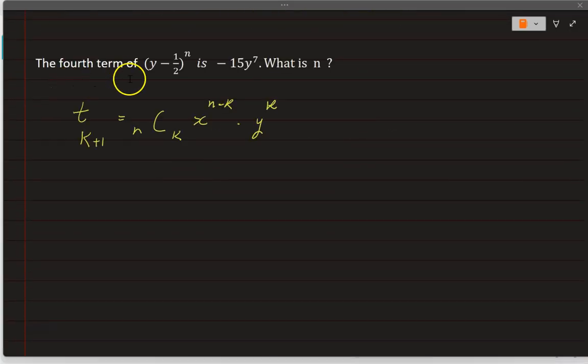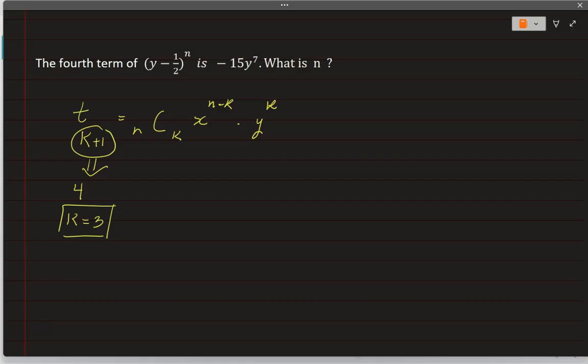The fourth term of this binomial, y minus 1/2 to the n is negative 15y to the 7. What is n? Now we want to know what this power is. Now, if that is the fourth term, then we can use this form again to find out. Now, the only thing I need you to pay attention to, k plus 1 is 4. Okay, therefore k is 3 in this formula, okay, the original formula that I gave.